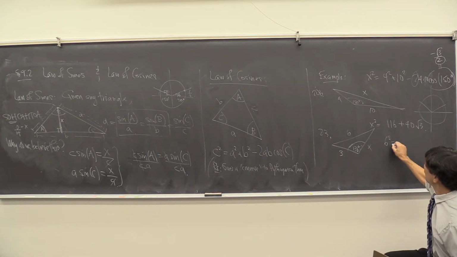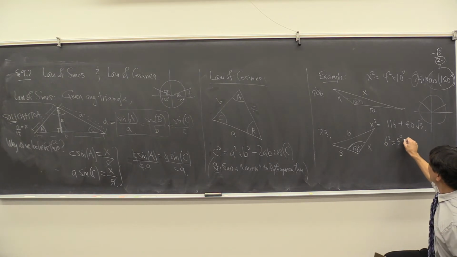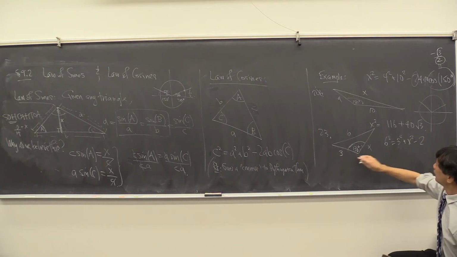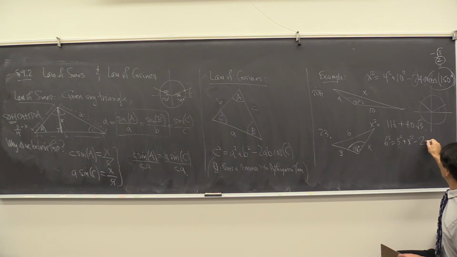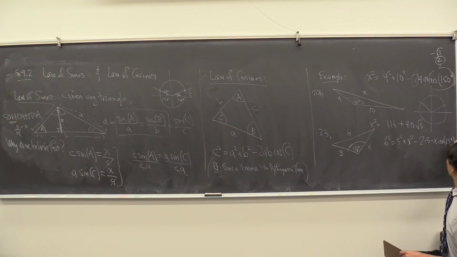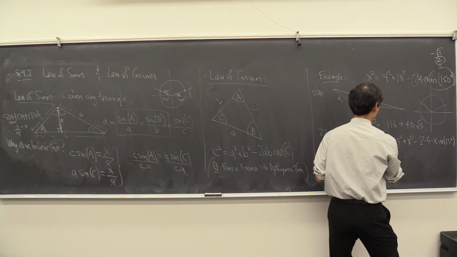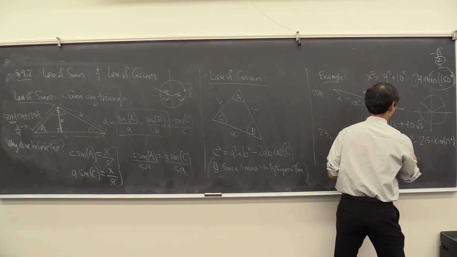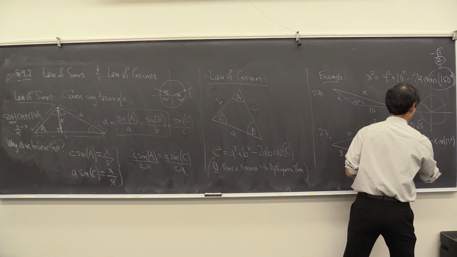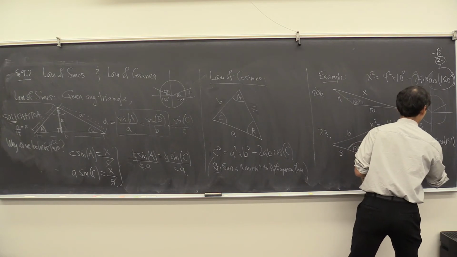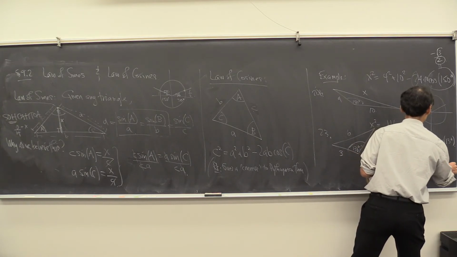We know that 6 squared is going to be a squared plus b squared minus 2a times b, 2 times 3 times x, times the cosine of 130. Okay. So we're going to get 36 equals 9 plus x squared minus 6x, 6 times the cosine of 130 times x.